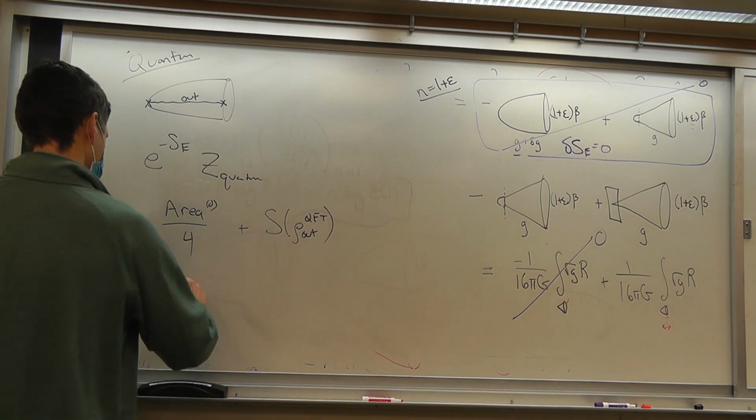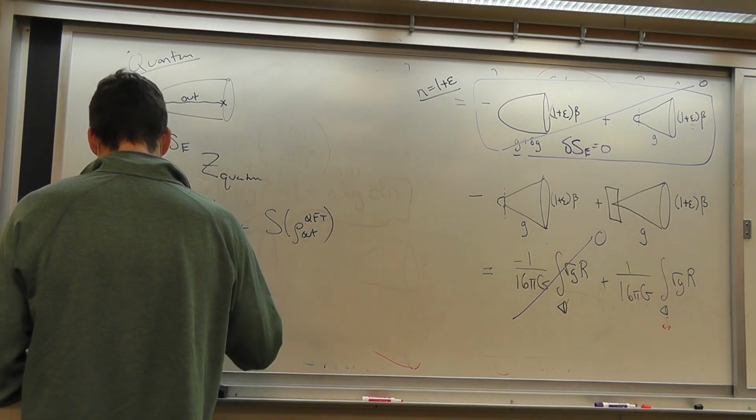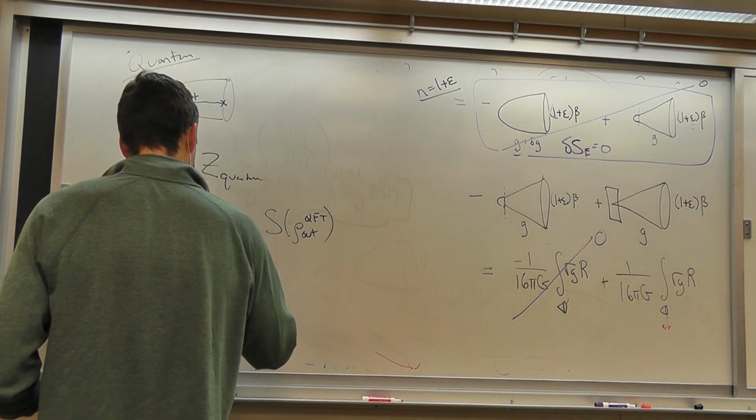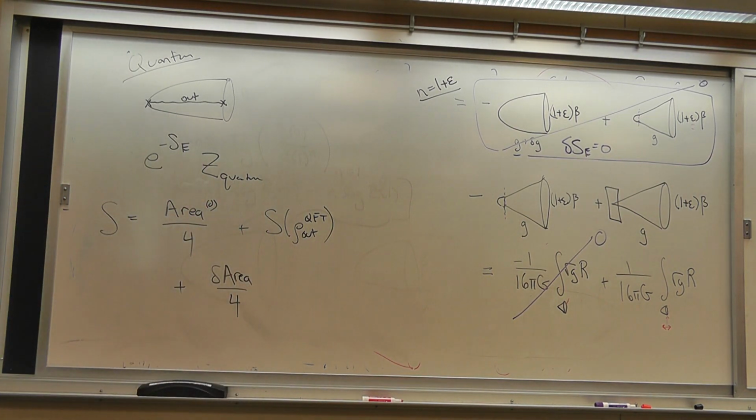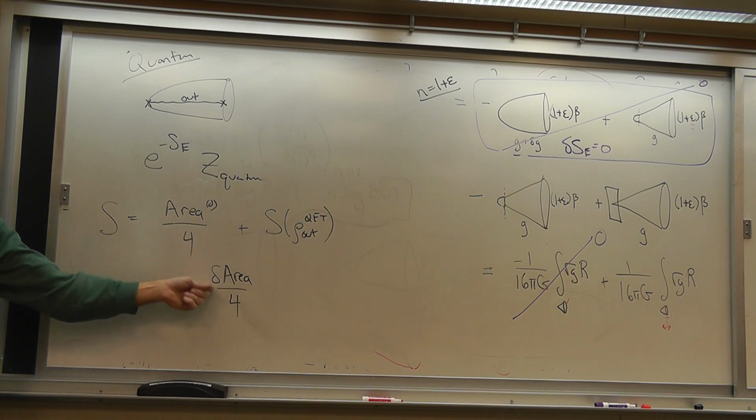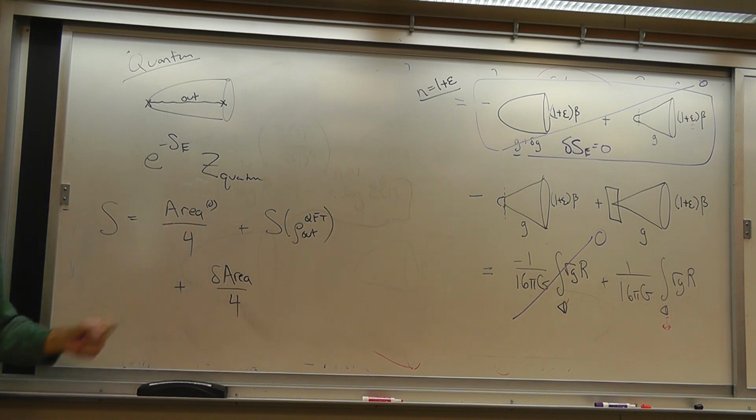But there are other types of terms that you get. You get a delta area term. This term is there because the one loop stress tensor of the quantum fields backreacts, changes the area a little bit. So you should think of this as a correction to the area term that comes from the energy of the quantum fields.